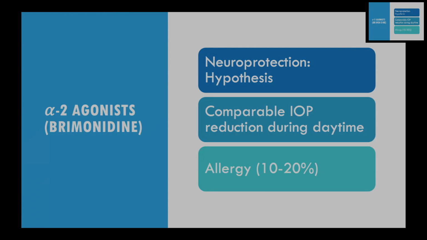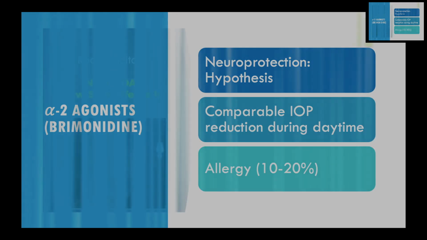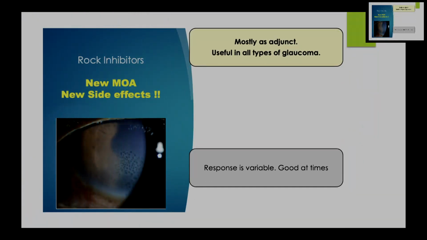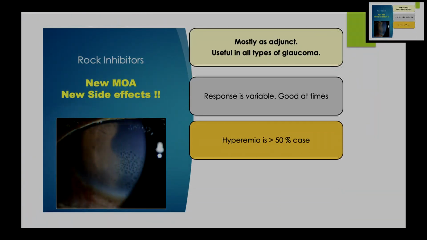You are not only bothered with intraocular pressure, you are also looking into neuroprotection. Definitely a brimonidine can be a good option. A ROCK inhibitor can be used in all types of glaucoma, especially in non-mutational glaucoma also they are useful. They are supposed to be both vascular and neuroprotective. However, they come with some newer complications.